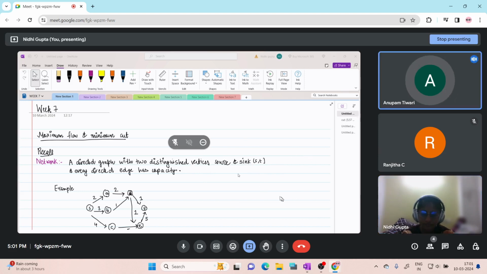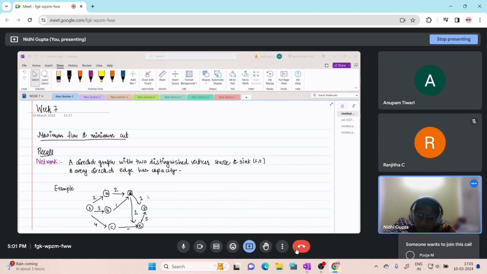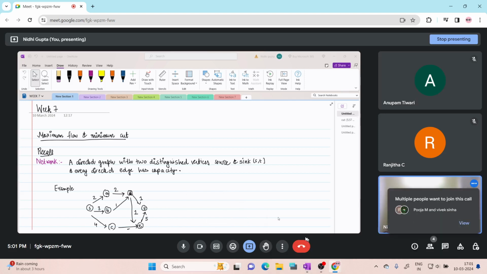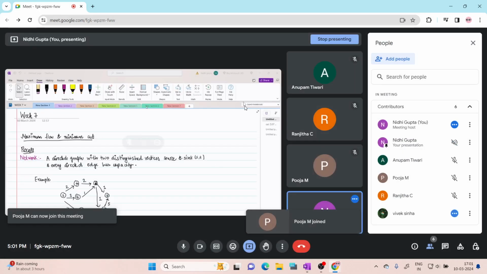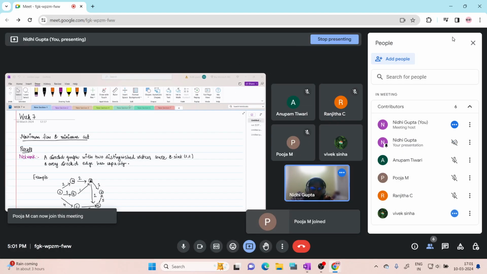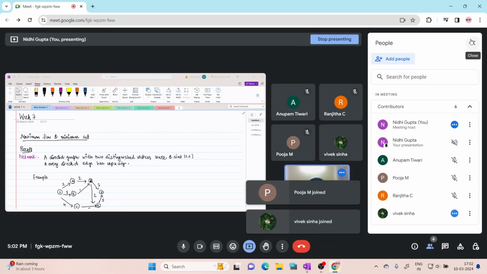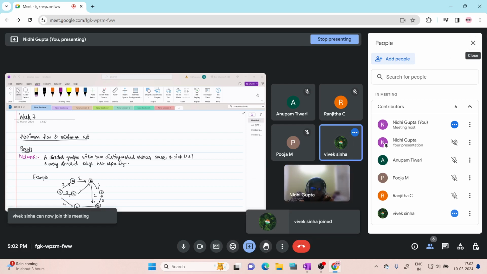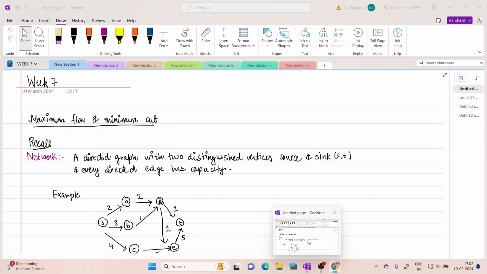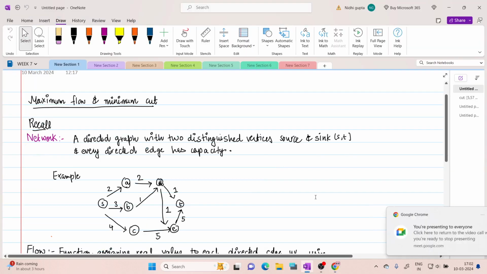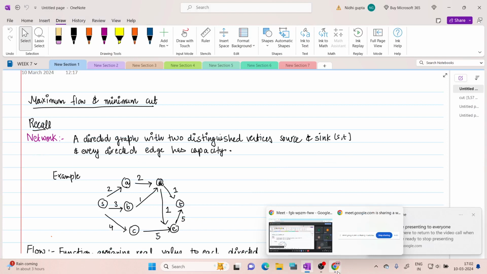Ma'am, in the CE edge, what is the weight? Okay. Wait. Okay. So yeah, it is 5.